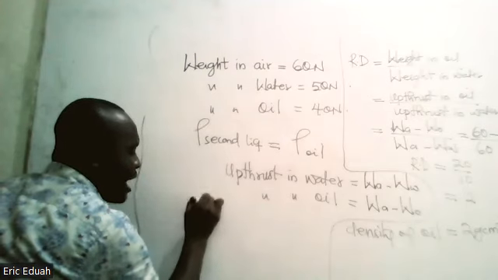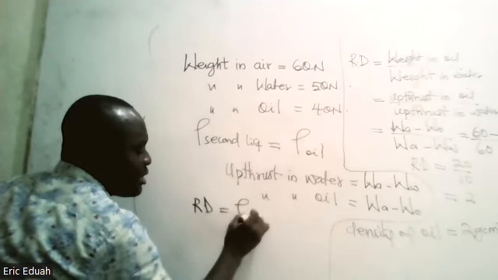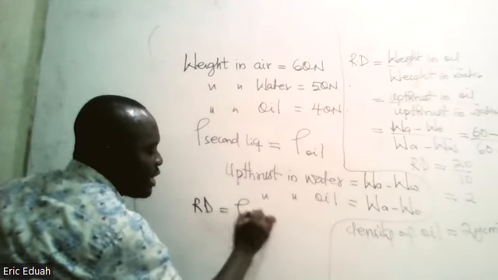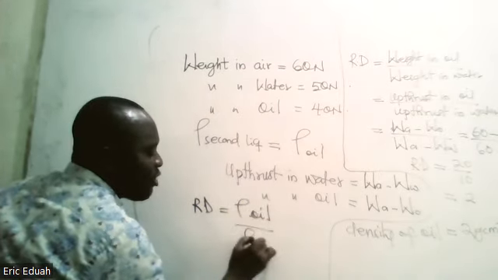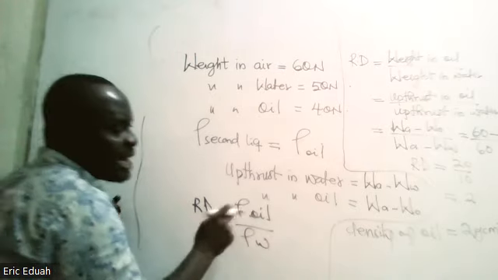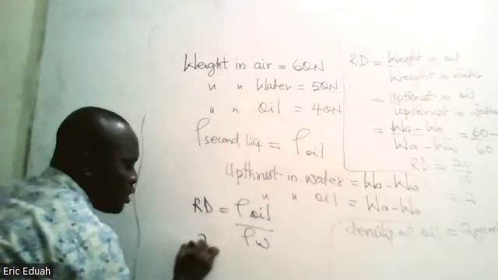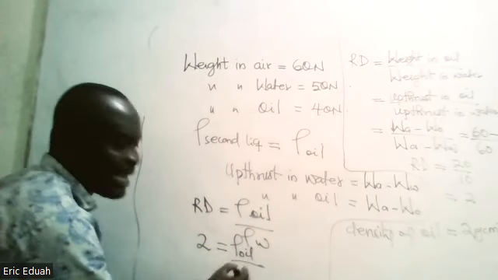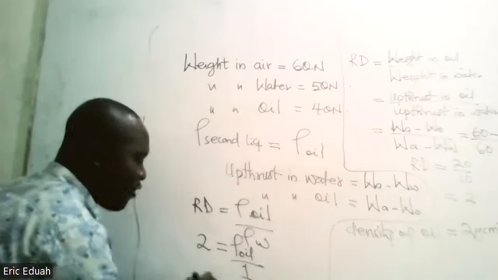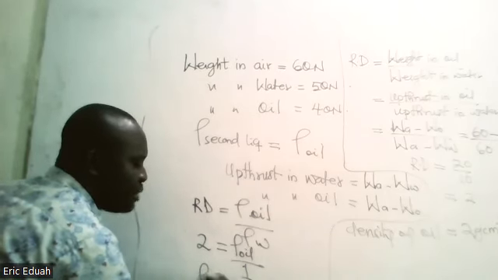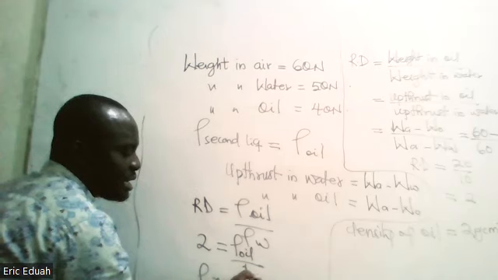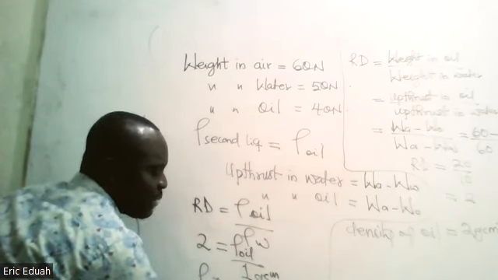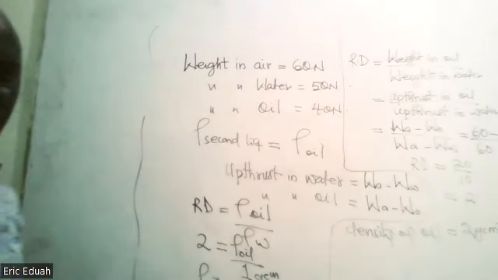RD is equal to density of substance, the substance here is oil, over density of water. The RD of the oil is 2, and the density of water is 1. Therefore, density of oil will be equal to 2 times 1 gram per cm cube, which is equal to 2 gram per cm cube.